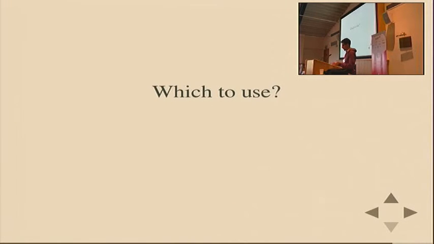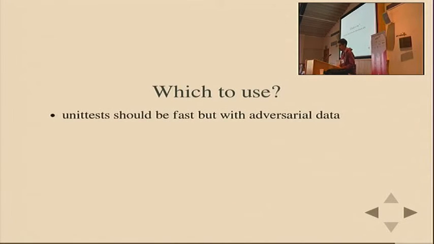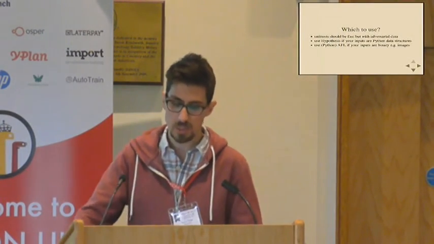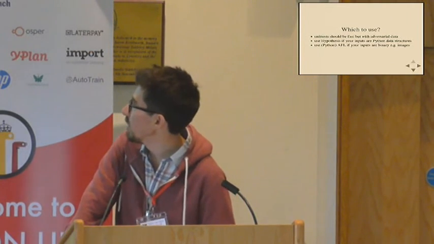Which one of these tools should you use? So in general, unit tests should be fast, but they should use adversarial data. Hypothesis can help you do this if your inputs are Python data structures. Something like Python AFL is more relevant if your inputs are binary.